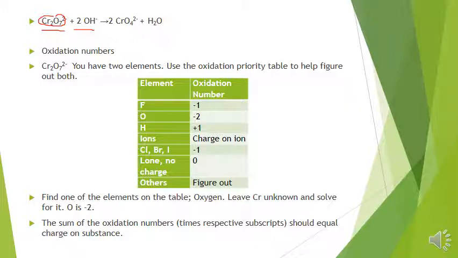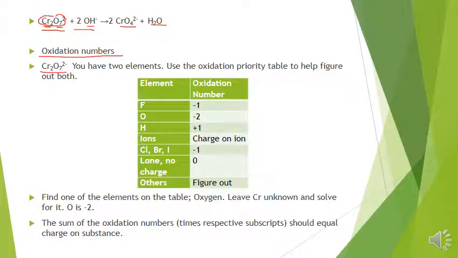Okay, so Cr2O7 2 minus, and OH minus, and CrO4 2 minus, and H2O. What are the oxidation numbers of each of the elements inside these substances? Okay, all right, so that's what we want to find. So we're going to start out with Cr2O7 2 minus, and so it has two elements. It has chromium and oxygen.